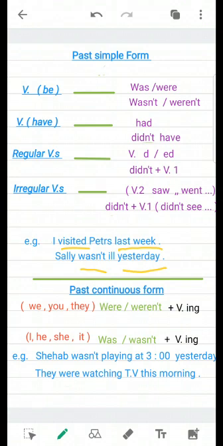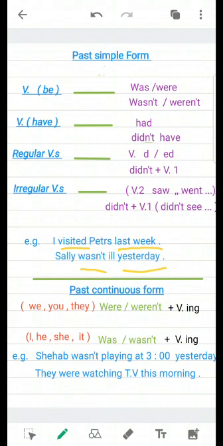What about the past continuous form? If the subject is we, you, they, we should write were or weren't in the negative form plus verb ing. If the subject is I, he, she, it, we have to write was or wasn't as an auxiliary plus the verb ing. Look at these examples.